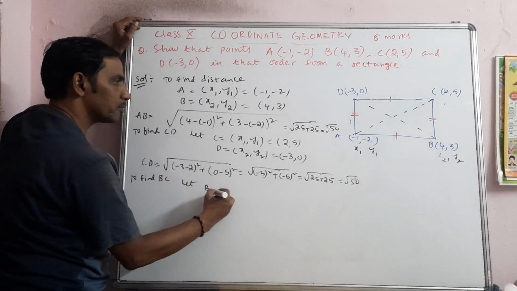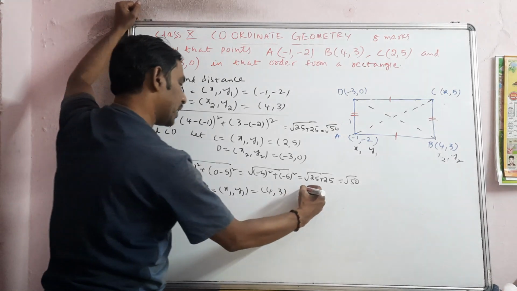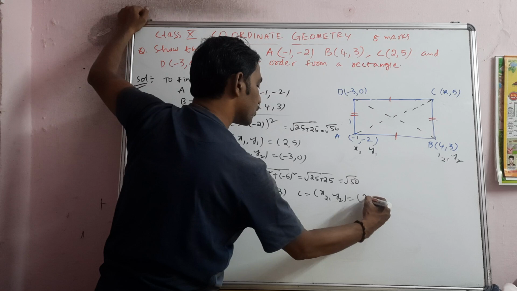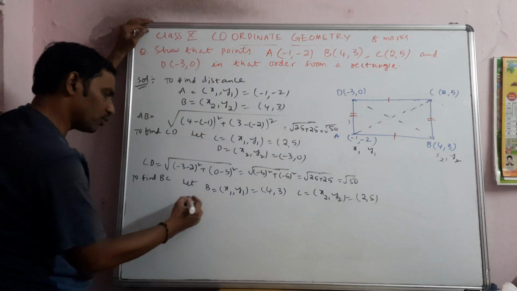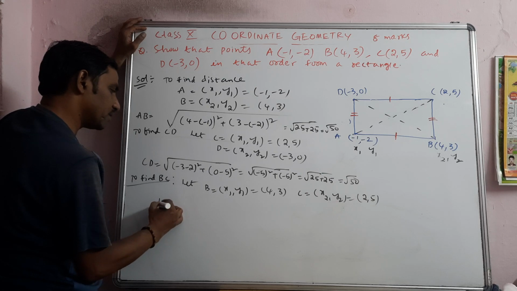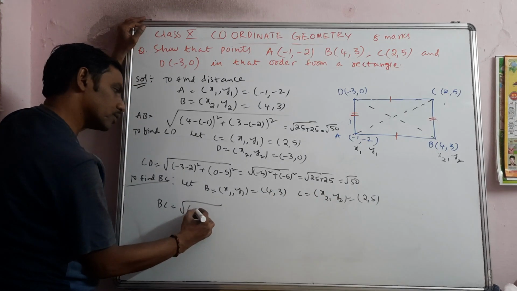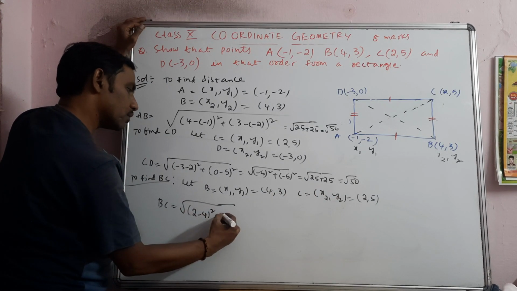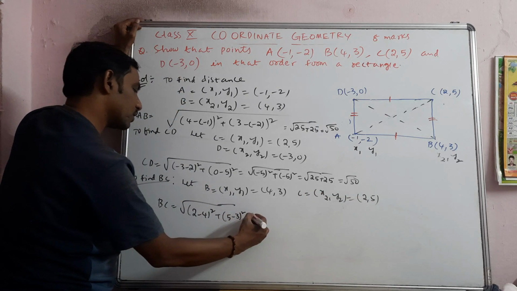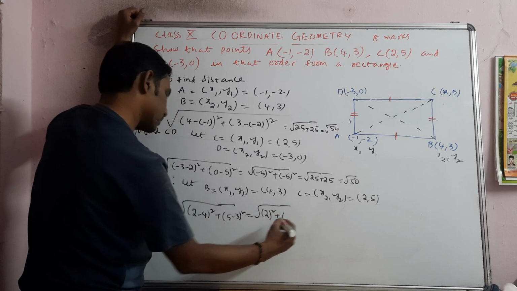Let B is equal to x1 comma y1, you take 4 comma 3, and C is equal to x2 comma y2, you can take 2 comma 5. Now apply the distance formula. So you will get BC is equal to root of x2 minus x1, so 2 minus 4 whole square, plus y2 minus y1, means 5 minus 3 whole square.